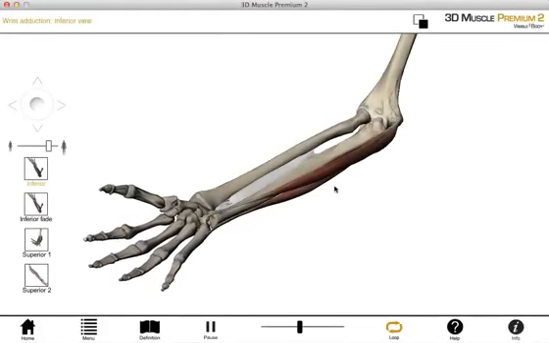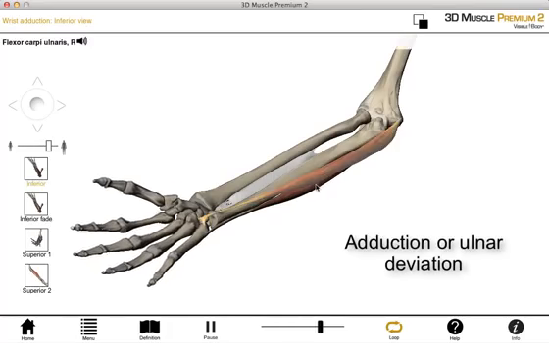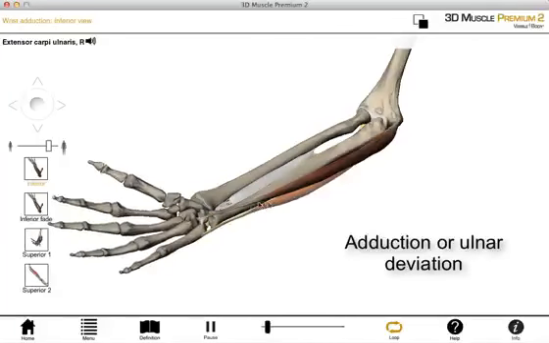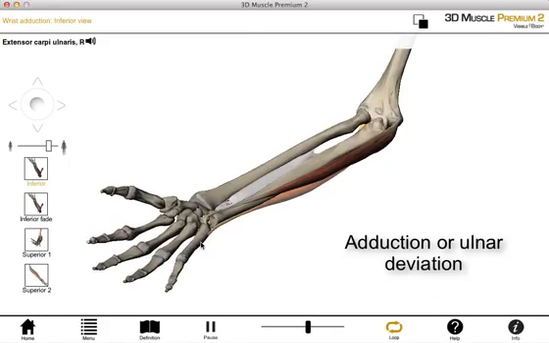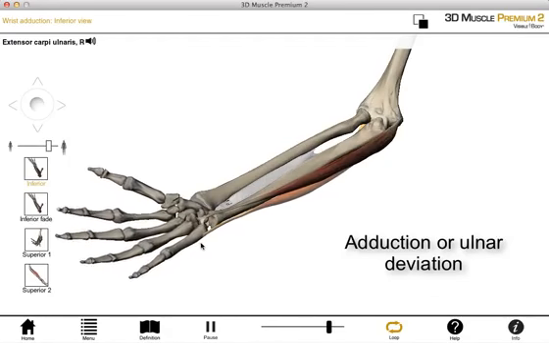Lastly, we have adduction of the wrist joint, and you'll notice that the muscles that help to produce adduction of the wrist joint go specifically to the medial aspect of the hand. This is opposite to the muscles that help to produce abduction of the wrist.